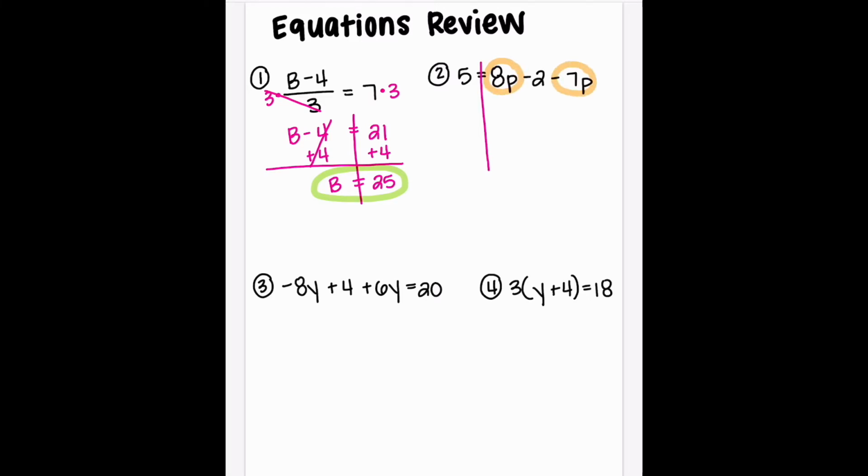So 8p minus 7p are like terms. And we can simplify that to be 1p, or just p. Then everything else is going to come straight down. We want to isolate the p, which means we need to move this negative 2. The inverse of minus 2 is plus 2, so we'll add 2 on both sides.